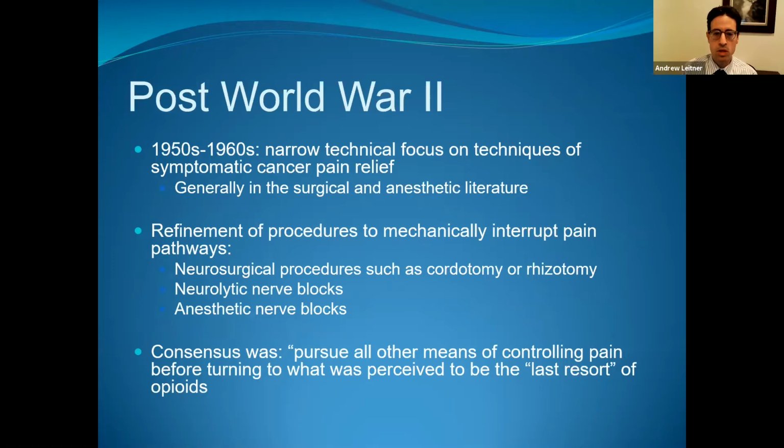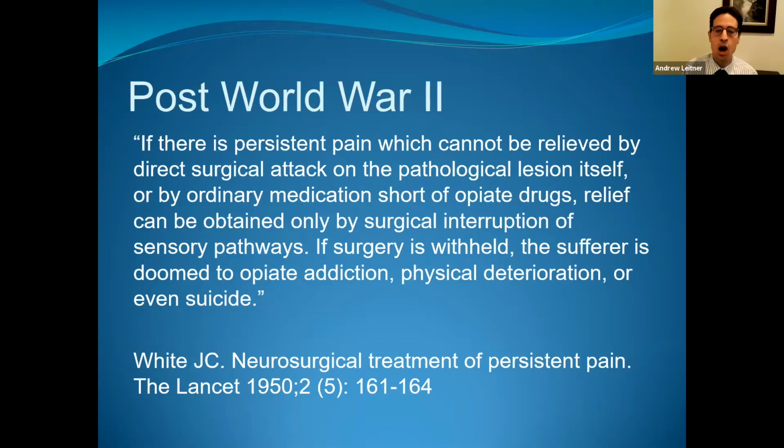Fast forward to the key time of pain research and looking at pain management as a field in the US, which came in about the 1950s, 1960s. And at that time, the idea was, let's look at pain from a mechanistic standpoint. What are the pathways of pain, and can we interrupt them? Can we interrupt them surgically? Can we interrupt them chemically by nerve blocks or different neurolysis procedures? But even at this time, the consensus was we should pursue all available mechanisms because opioids are a last resort. This is a common sentiment at the time.